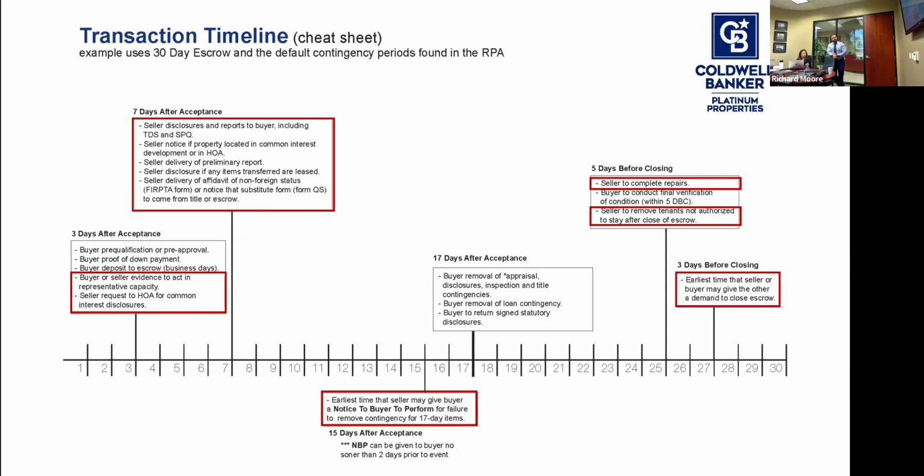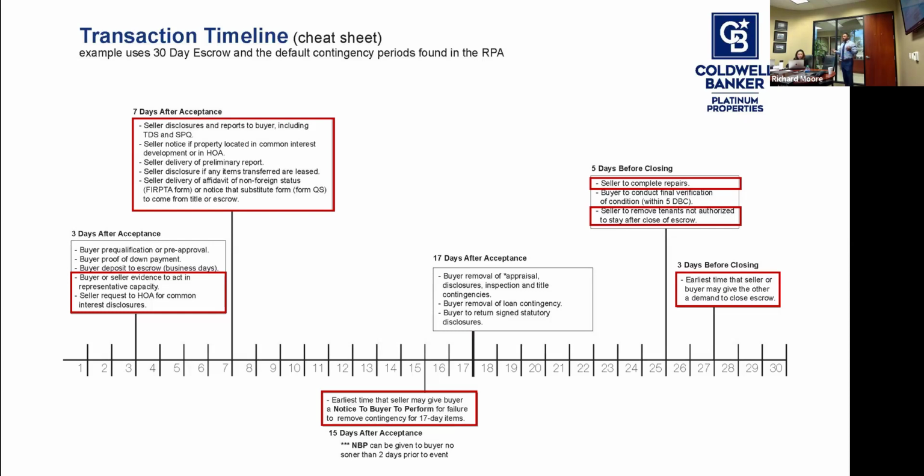And then we're getting closer to the end, right? So we're on day 25. Day 25 is 5 days prior to closing, when the buyer can do their final walkthrough. The final walkthrough is pretty much walking through the property to make sure it's in the condition they agreed to, just like it looked when we made the offer, but also to make sure that all the repairs you agreed to do are complete. Or maybe there are no repairs.